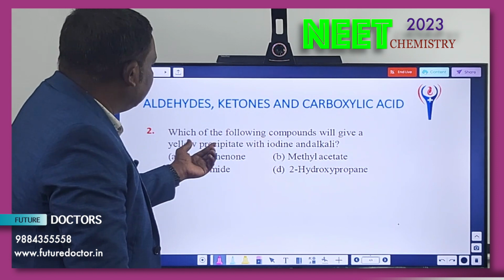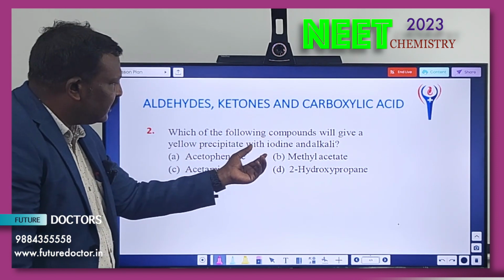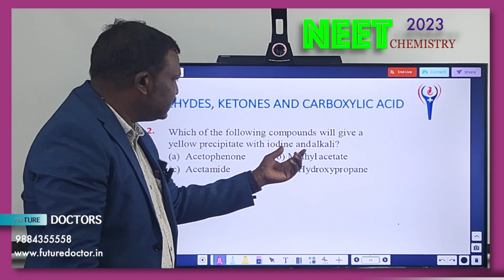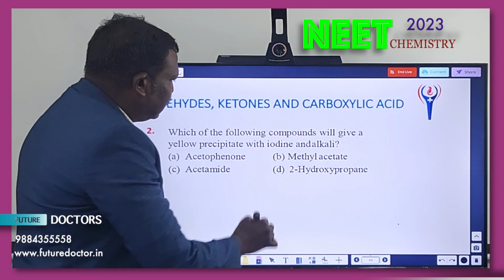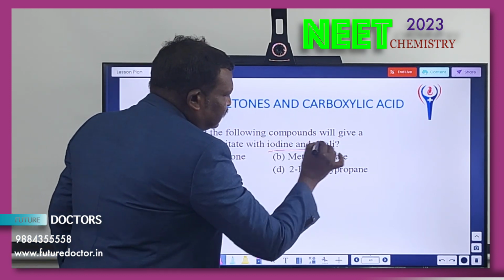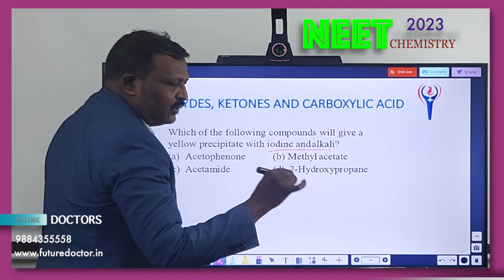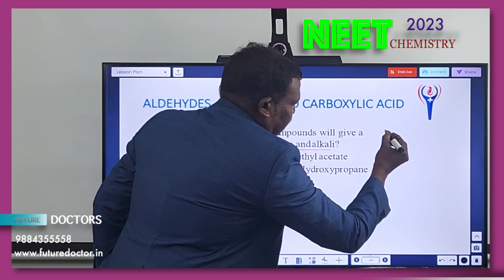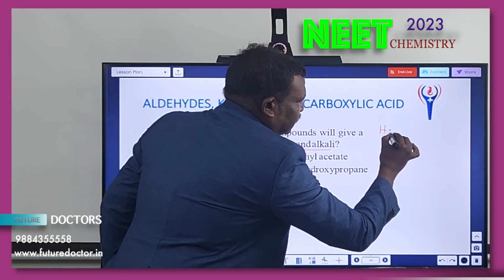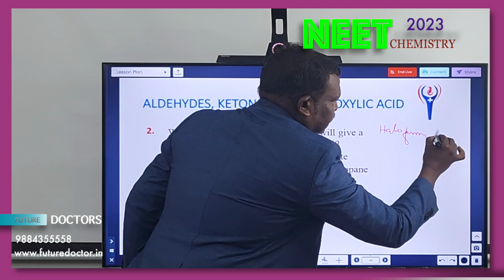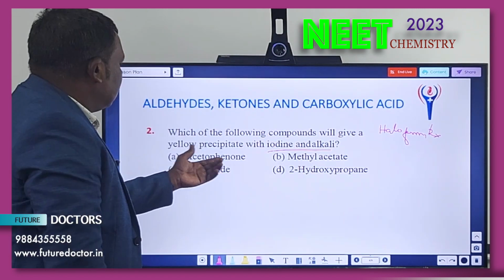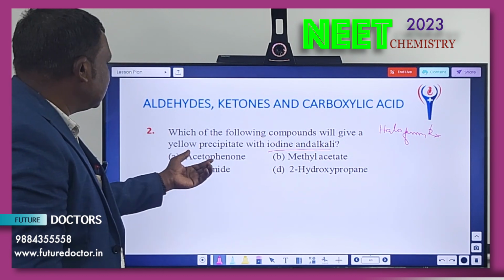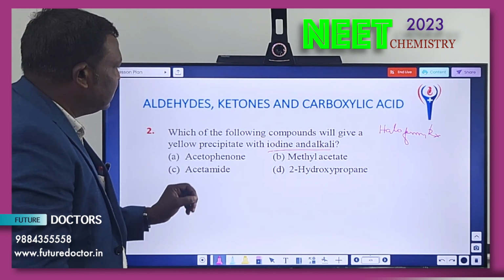Which of the following compounds will give a yellow precipitate with iodine and alkali? Iodine and alkali means you must know this is the iodoform reaction. This is a way to identify it, from the reagents only we should identify that this is called the iodoform reaction. Understood? Here four compounds are given. Which compounds undergo iodoform reaction? That only we have to find out.